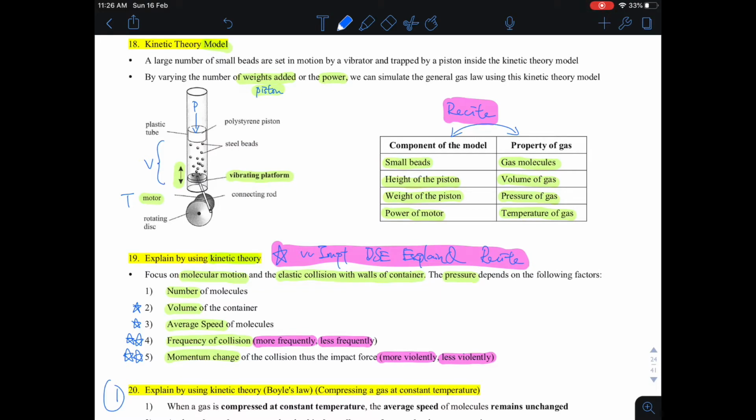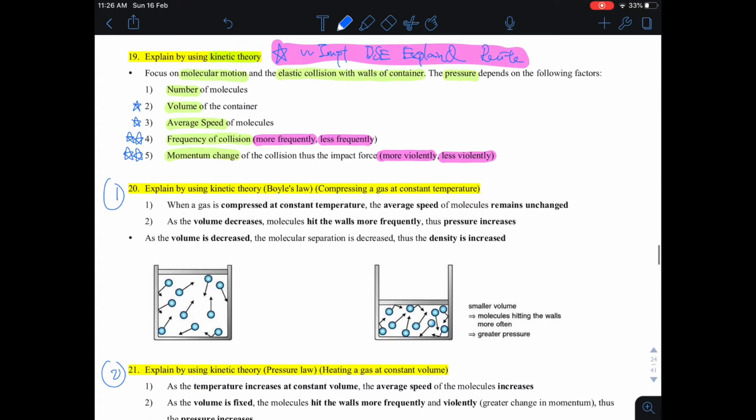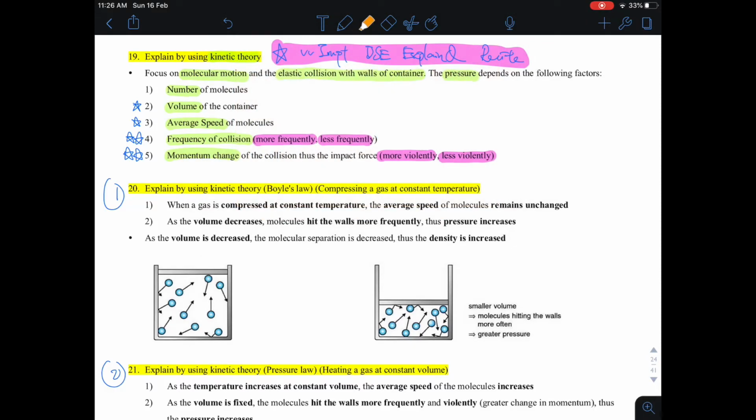Then let's see how to explain one by one, starting with our very familiar Boyle's law. In Boyle's law, what we are doing is we compress at constant temperature. So what we are doing here is we look at the situation where we keep something the same, we keep the temperature the same. We use this special bracket symbol to show that something is kept constant. Okay, and we can continue.